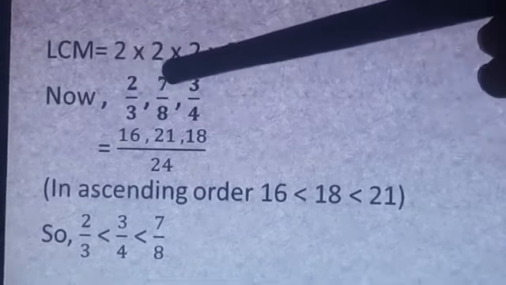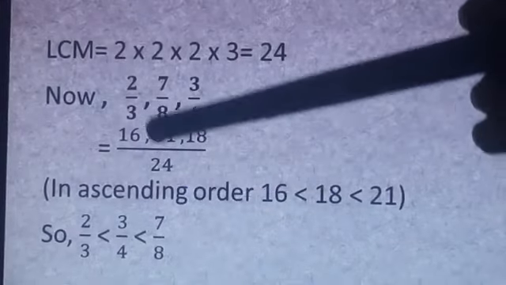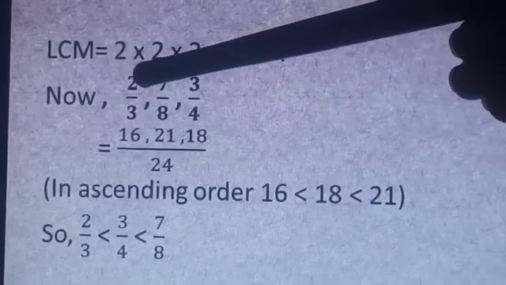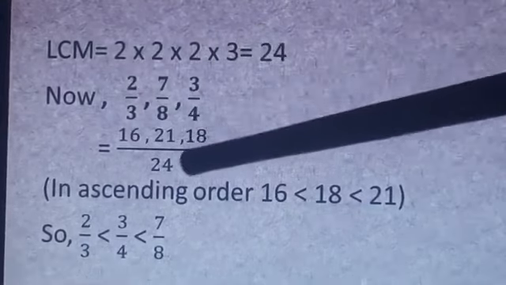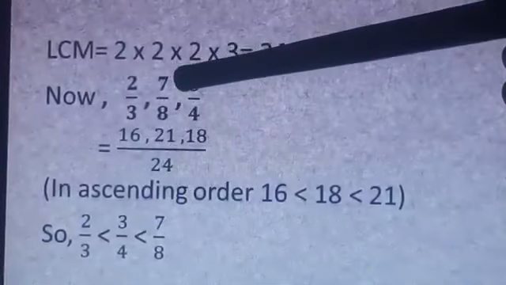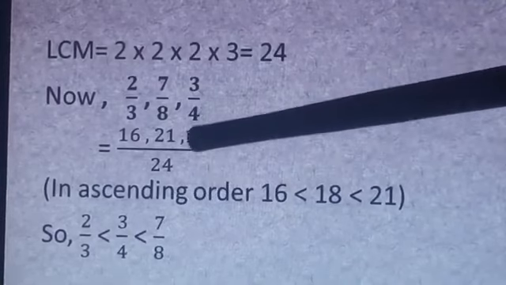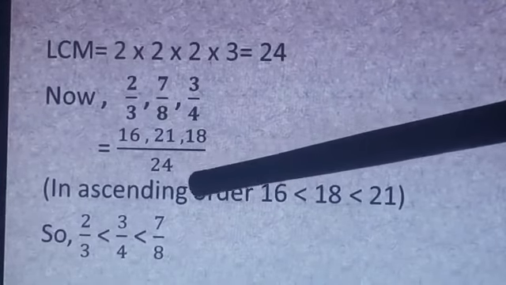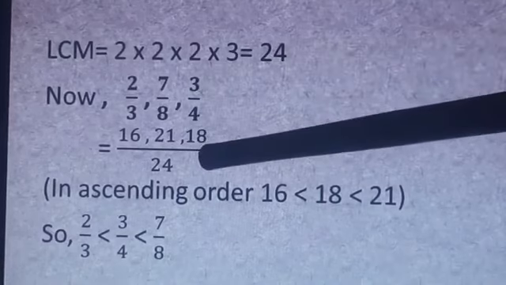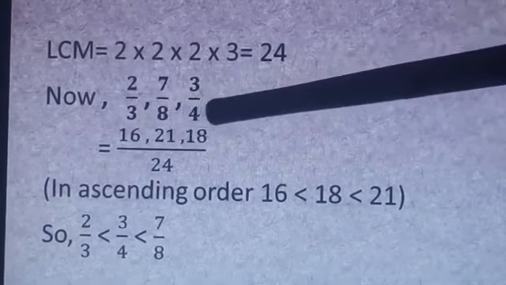Write down the numbers again here: 2 upon 3, 7 upon 8, 3 upon 4. LCM is 24. 24 divided by 3 is 8, and then 8 multiplied by 2, 8 2s are 16. 24 divided by 8 will give you the quotient 3. 3 multiplied by 7 is 21. And then 24 divided by 4 will give you the quotient 6, 4 6s are 24. 6 multiplied by 3 is 18. So now the numerators are 16, 21, 18.